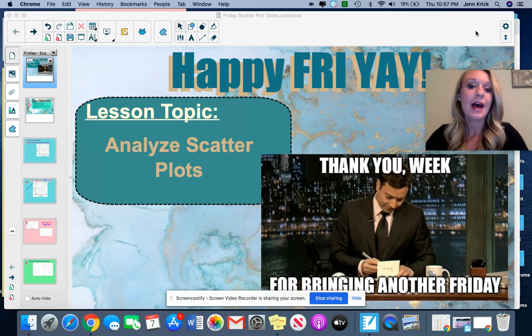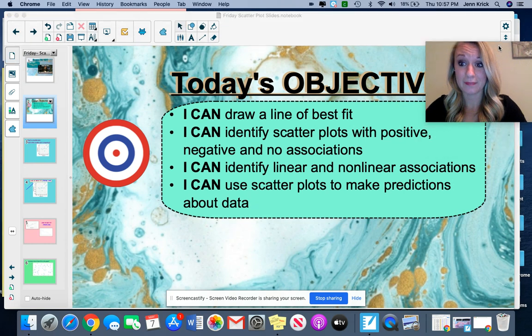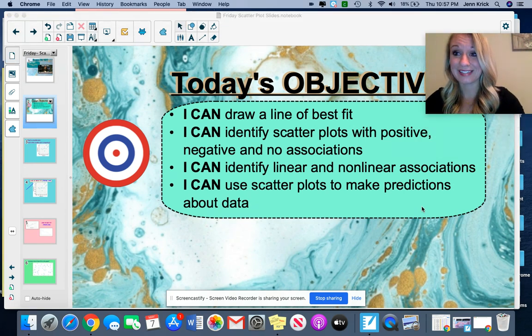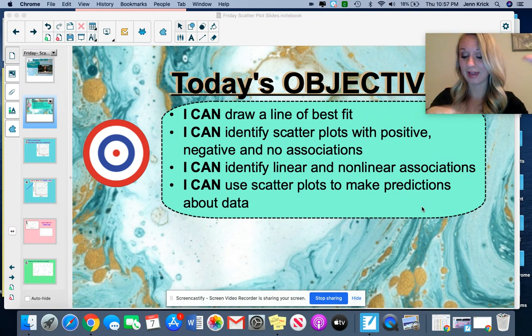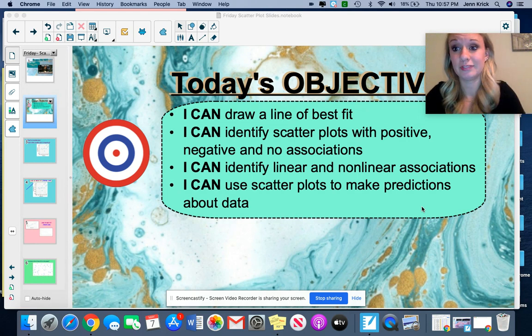So thank you. Today's lesson, we are talking about analyzing scatter plots. You actually have a lot of objectives for today, so give yourself a second to take a look at them. By the end of today's lesson, you will be able to draw a line of best fit, identify scatter plots with positive, negative, or no association, identify linear and nonlinear associations, and use scatter plots to make predictions about data. It is a lot, but once you see the material, it's really not that hard. You guys are really smart, so you'll get it. I promise.